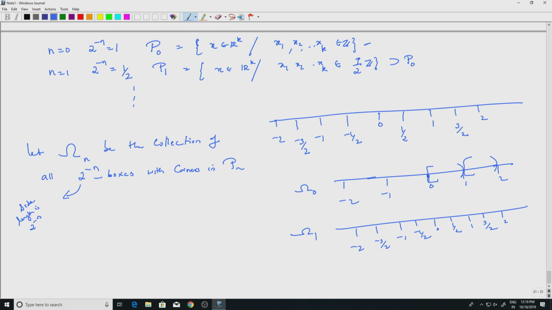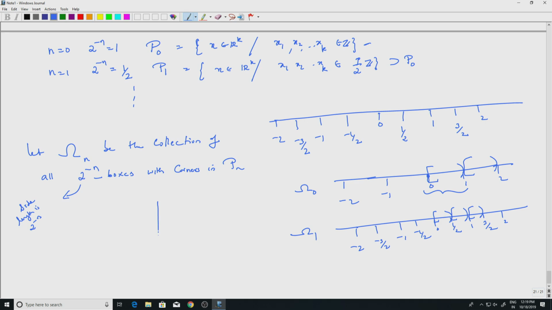And what is omega 1? You look at 2 to the minus 1 boxes, that is half boxes. So, side length is half with corners in P1. So, corners are here and length half. All that you are doing is, the first one, which was this, you divide that into 2, and you have this one, this one and so on. So, all the previous ones are divided by 2. This is what is happening in the real line.